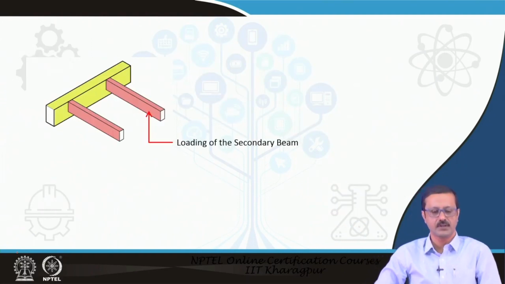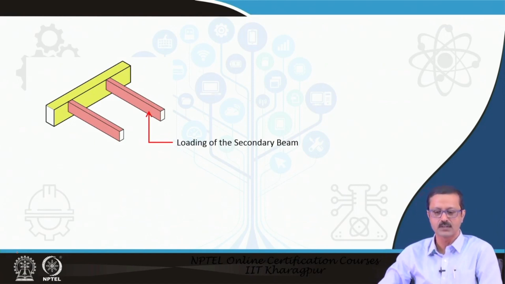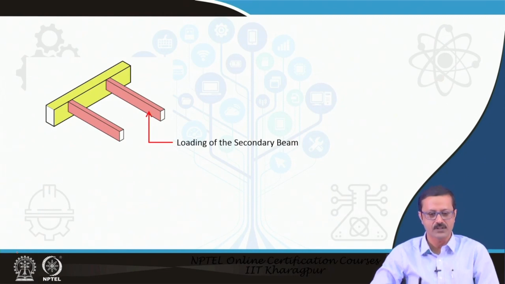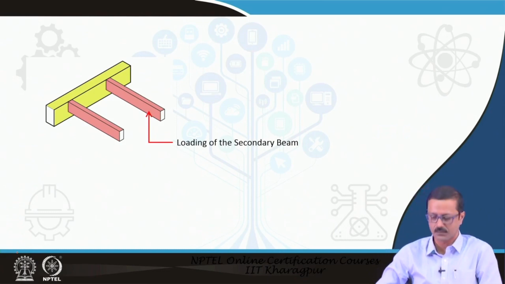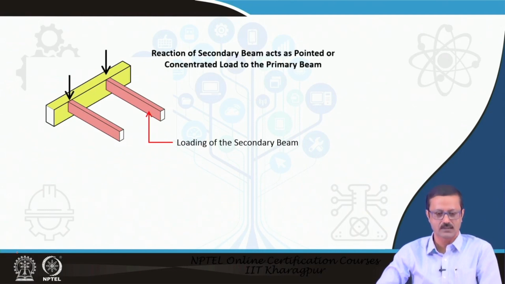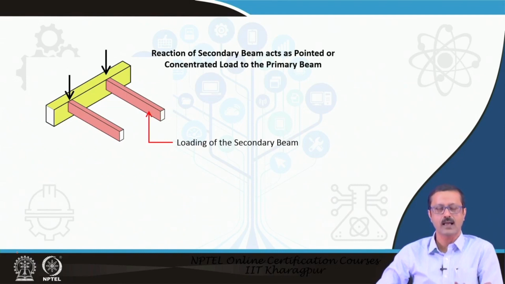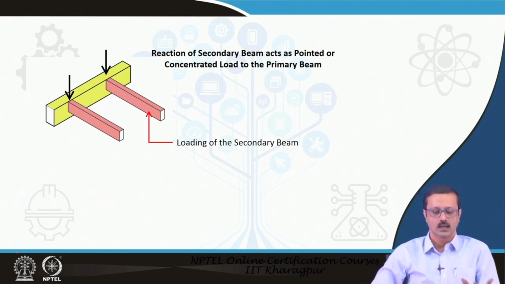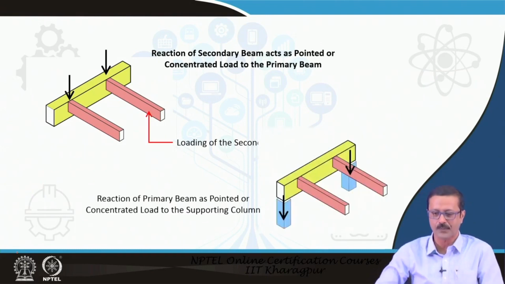You see this is a 3-dimensional figure of beams, where the 2 red beams are called secondary beams. The dimensions of these are a little less compared to the big yellow beam. The secondary beams will transfer the load to the primary beam, that is the yellow beam. So the reaction of the secondary beam will act as a pointed or concentrated load on the primary beam.